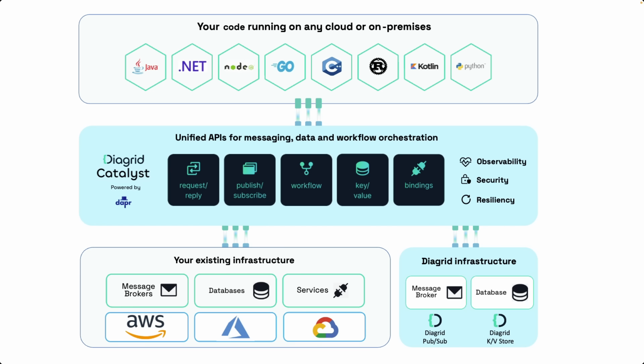Diagrid Catalyst is a suite of unified APIs for messaging, data, and workflow that frees developers from the challenges of technology fragmentation, such as code sprawl, infrastructure lock-in, and ever-increasing security vulnerabilities. Developers can leverage a consistent, standard set of APIs backed by the open-source CNCF project Dapr to implement tried-and-true development patterns and practices when creating solutions composed of a variety of languages, frameworks, cloud platforms, and infrastructure services.